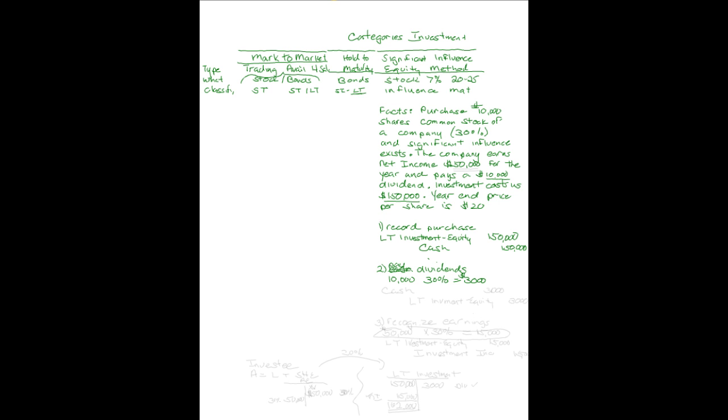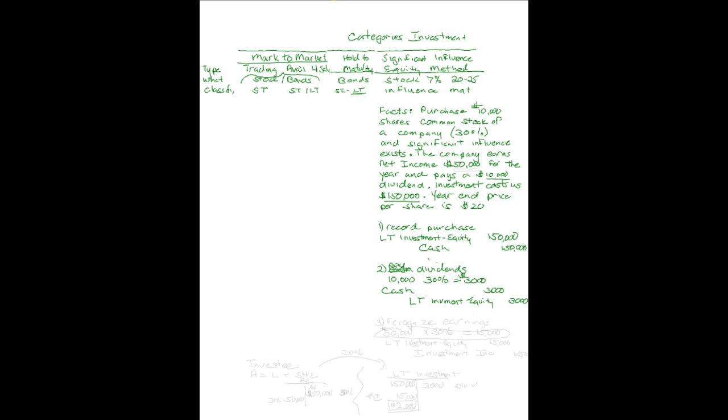So we'll debit the cash because we get $3,000, and then we'll credit long-term investment, dropping our investment in this equity investment by $3,000. When they pay a dividend, it drops their retained earnings. So when we receive it, it drops our investment.